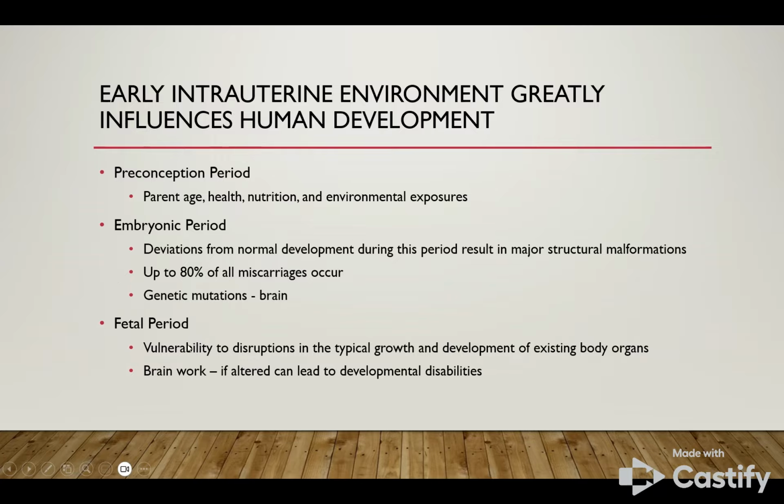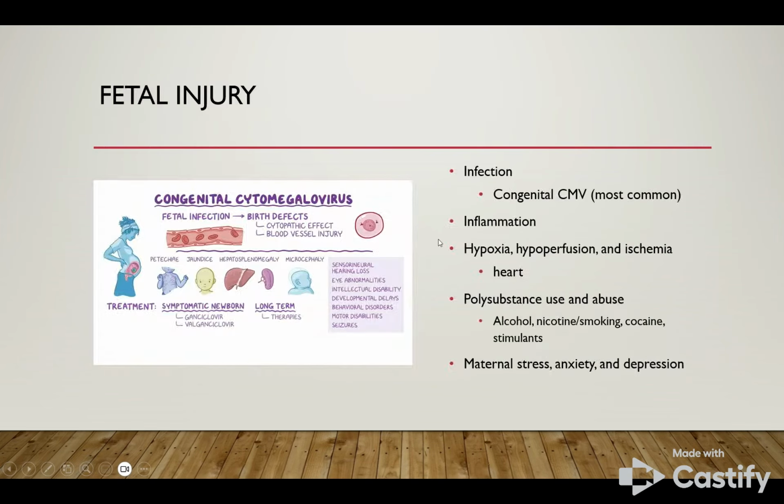During the fetal period, they are vulnerable to disruptions in the typical growth and development of existing body organs. And there's a lot of brain work that can be altered during this time period that can lead to developmental disabilities. So it's very important that the mother keeps herself healthy, with good nutrition, and decreases her environmental exposures. The fetus can have an injury that can result in a disability that you may encounter.